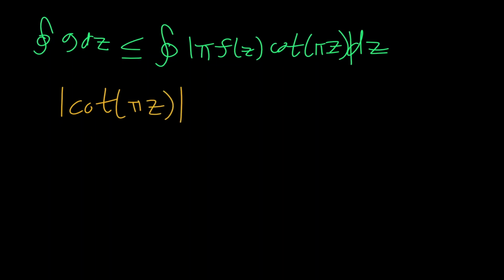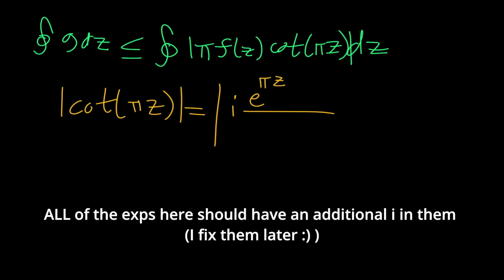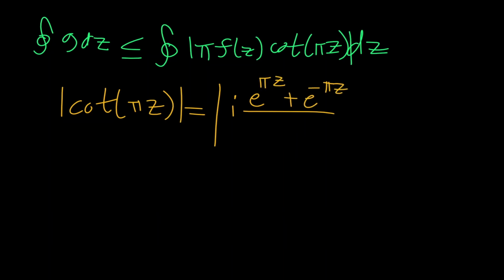We can represent z as just a complex number. We can say this is some a plus bi, right? So this right here is really equal to cotangent of pi times a plus bi. But cotangent itself is a composition of trig functions. And we know that we can write trig functions as just the exponential. We can just say cosine of x is e to the xi plus e to the minus xi, all divided by 2. So since we know cotangent is just cosine over sine, we can rewrite the absolute value of it as the absolute value of i times e to the pi z plus e to the minus pi z, divided by e to the pi z minus e to the minus pi z.